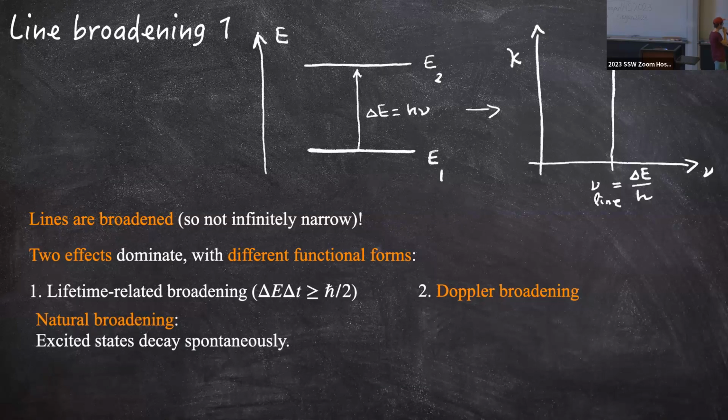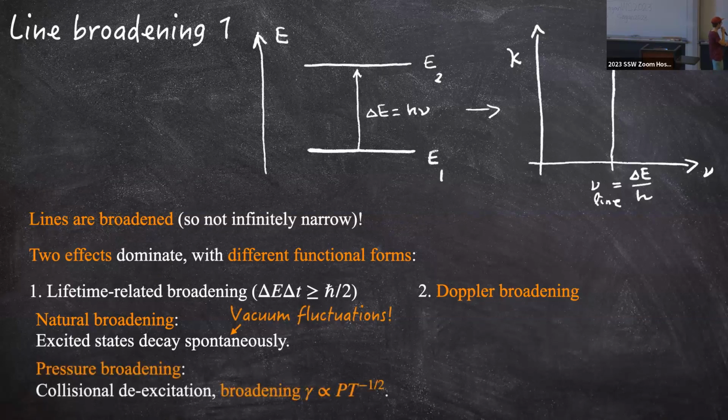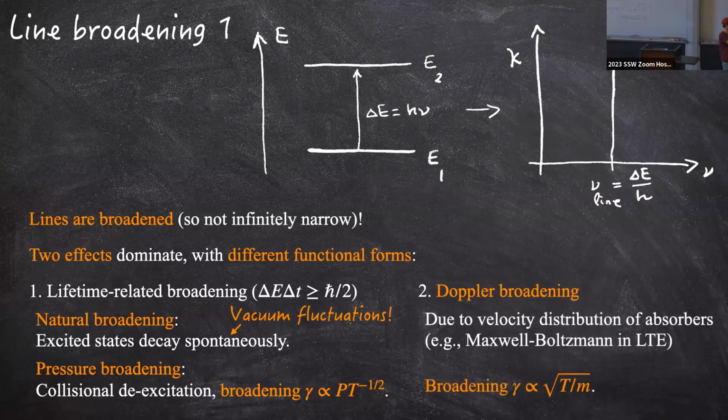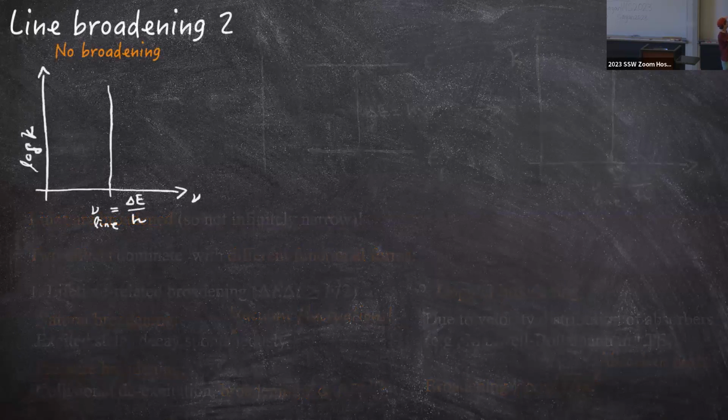Right, and there are two kinds of lifetime-related broadening. One is natural broadening, where excited states decay spontaneously. This is due to quantum vacuum fluctuations. And there can also be pressure broadening, where you are collisionally de-exciting an excited state. And what's interesting there is that the pressure broadening strength is just proportional to pressure. There's also temperature dependence, but the pressure is most important. For the Doppler broadening, if you are in LTE, then the velocities of the gas and molecules just follow the Maxwell-Boltzmann distribution, and the broadening is proportional to the square root of T over M, where M is the absorber mass. So let's look at some examples of how this actually looks.